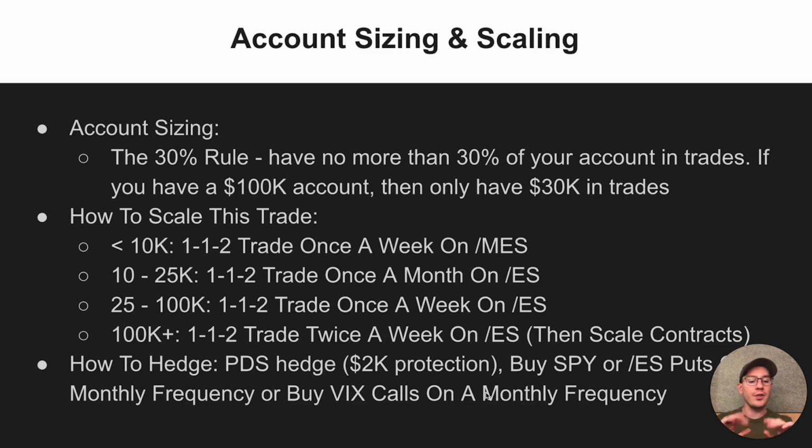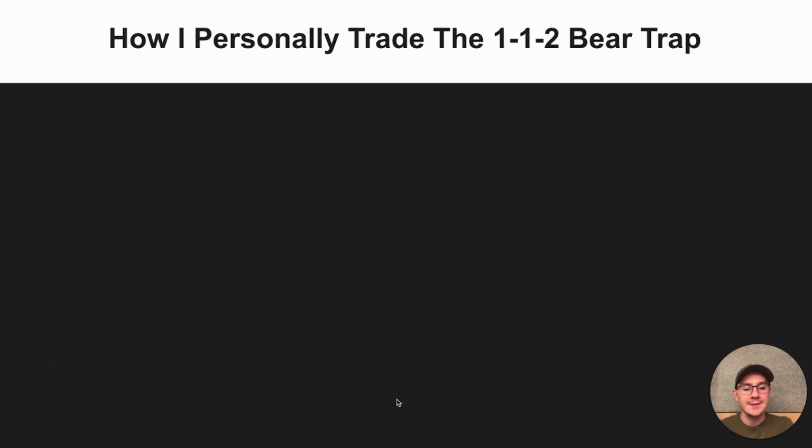Again, I would do one or the other, the SPY or the VIX. But you can buy these calls on a monthly basis. That way, if VIX increases, you're going to make money from that to help offset the losses that might come from the 1-1-2 trade. So those are a lot of different ways to hedge. Based on your account size, you can pick what's best.